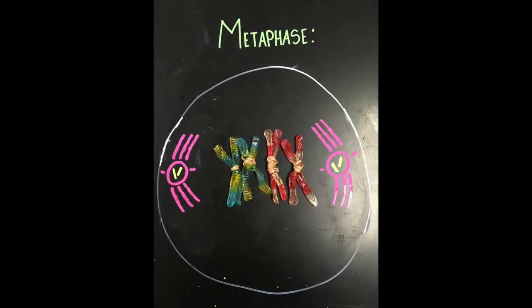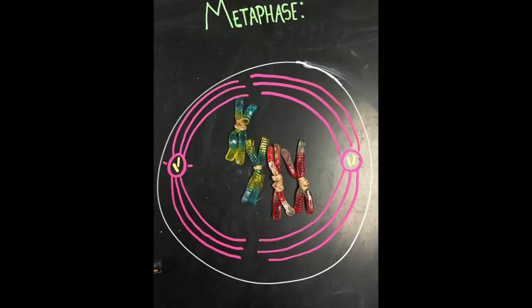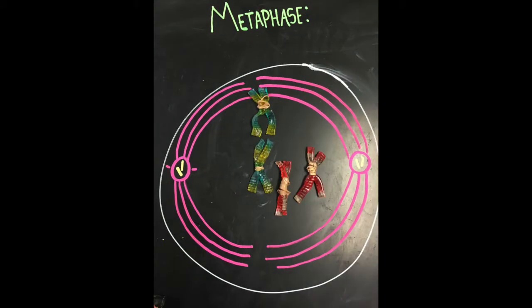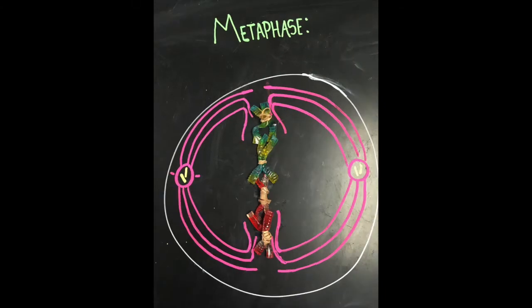Metaphase is the second phase in mitosis. In metaphase, the chromosomes line up at the equator or middle of the cell. The spindle fibers attach to the centromere, and there is one spindle fiber for each of the sister chromatids.